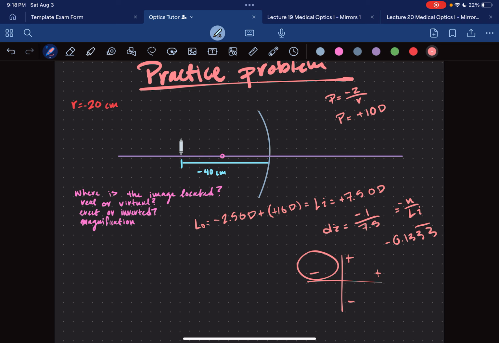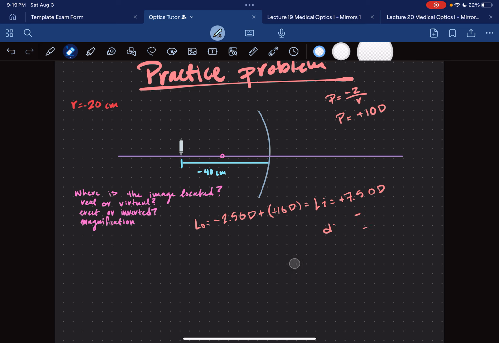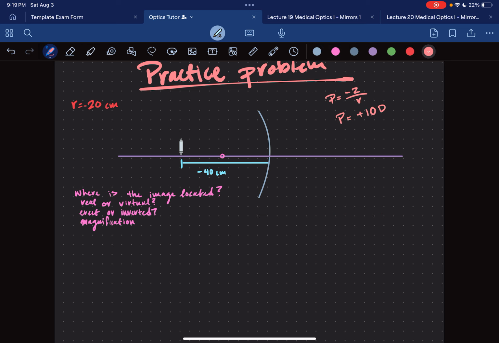But we're going to talk later about the conceptual stuff. And if you know the conceptual things, that can help double check your math and make sure you're putting the images where they should be. So anyway, in the end, we get an image that is located 0.133 meters away. Okay, so that's where the image is. Whether you call that negative or positive is up to how you decide to do your math.